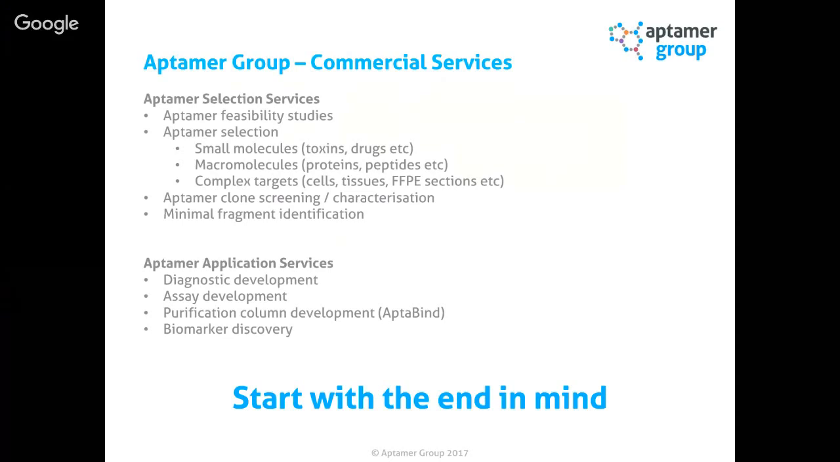Once we've done that, not all customers need this final step of minimal fragment identification, but it is part of our process where necessary. So that's essentially taking the full aptamer sequence and finding the bare bones, as it were, the minimal fragment that's required for function. The reason you might want to do that is to bring down production costs. If you're integrating your aptamer, for example, into a diagnostic device or even a therapeutic, you want the smallest fragment that's possible to keep down production costs and make things easier for yourself. So that's the service we also offer.